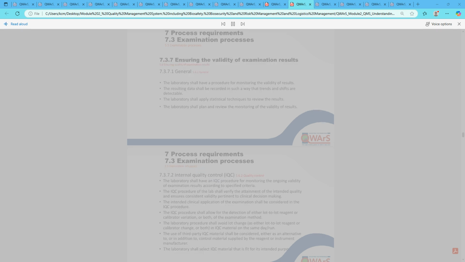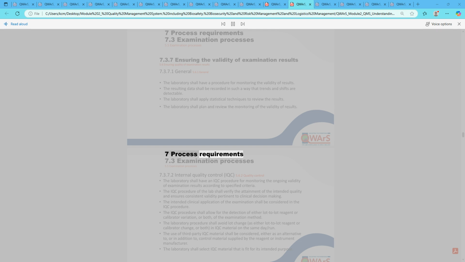7 Process requirements, 7.3 Examination processes, 5.5 Examination processes. 7.3.7 Ensuring the validity of examination results, 5.6 Ensuring quality of examination results. 7.3.7.1 General, 5.6.1 General. The laboratory shall have a procedure for monitoring the validity of results. The resulting data shall be recorded in such a way that trends and shifts are detectable. The laboratory shall apply statistical techniques to review the results. The laboratory shall plan and review the monitoring of the validity of results.